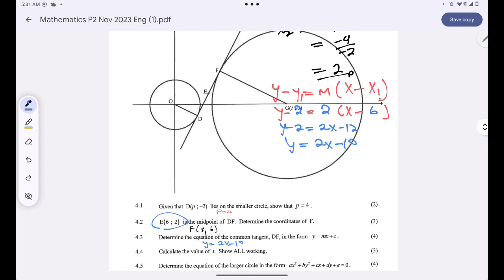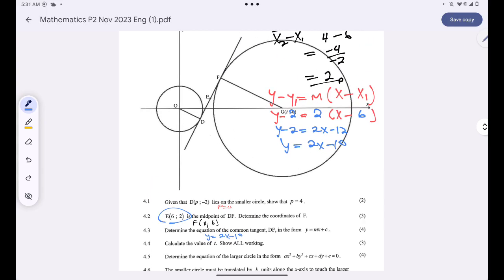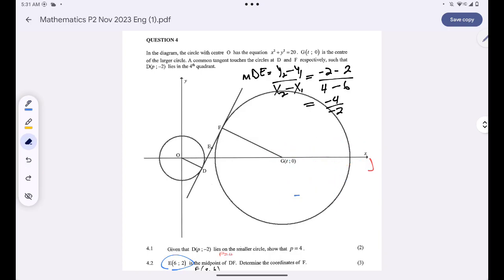And then now they want us to find the coordinates of t. We must show all the working. How can we find t? T is at the center of the circle, né? And I do have the gradient of a tangent. Please note that the radius and the tangent are always perpendicular, right? So that means the product of the gradients of those lines is always equal to minus 1.